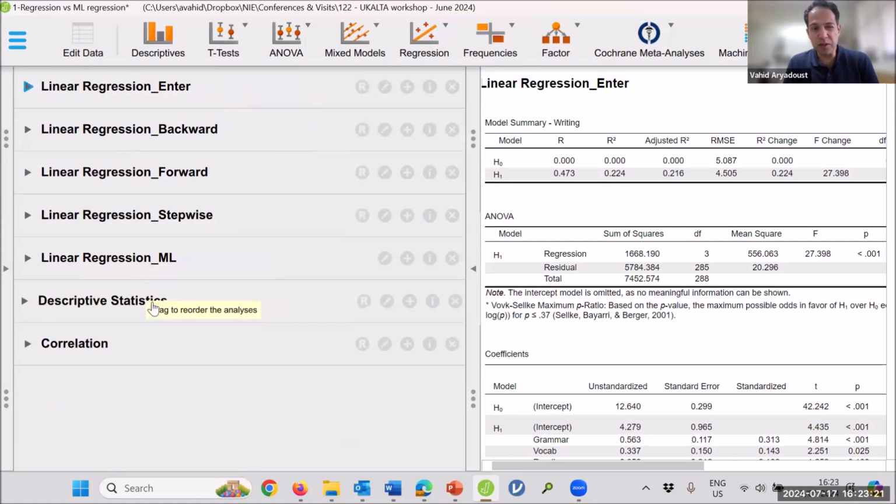You probably don't see descriptive statistics in your tabs, but that's okay. You can just do it later today. And correlations. I did these two analyses because I wanted to make sure that the assumptions of these are met.